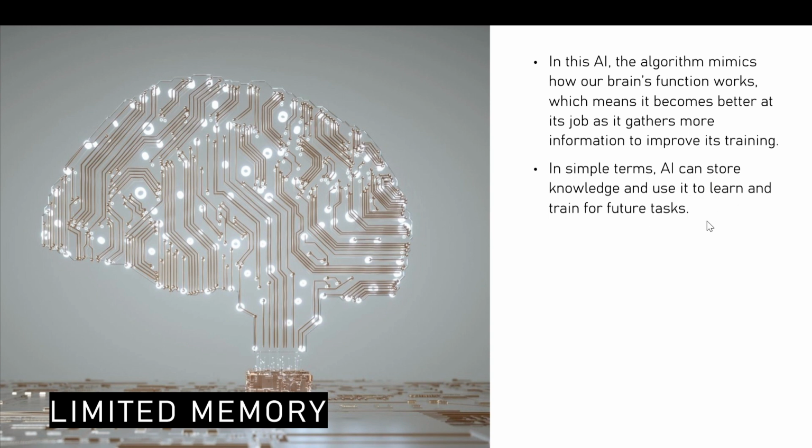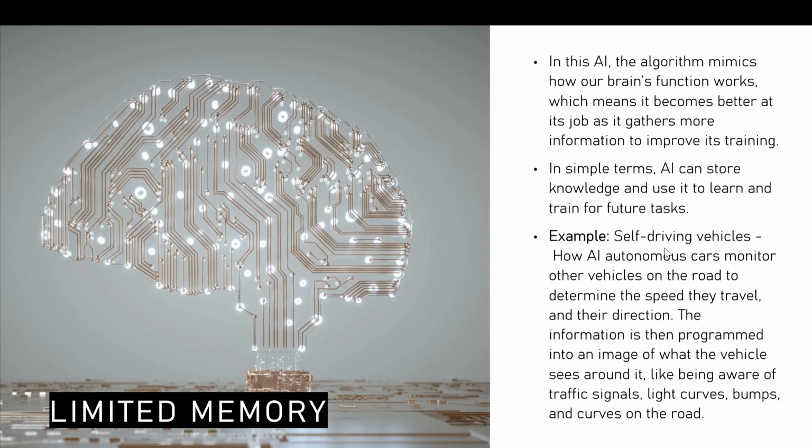So, did you notice the basic difference between reactive AI and limited memory? Reactive AI cannot store incidents and movements because it doesn't have memory for that. But limited memory has this option, and therefore it can train its AI model to work on future tasks.